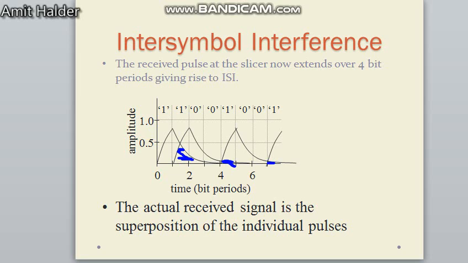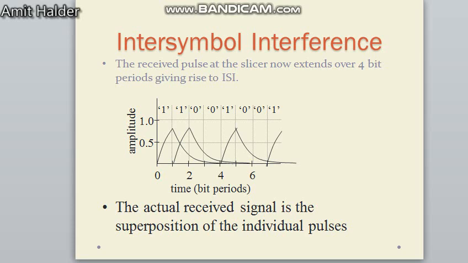The actual received signal is the superposition of the individual pulses. So there is a superposition. How can you decide whether it will be 1 or 0? If you want to find a 1, you need an amplitude here that is not far below 1, it's closer to 1. So that is the intersymbol interference.